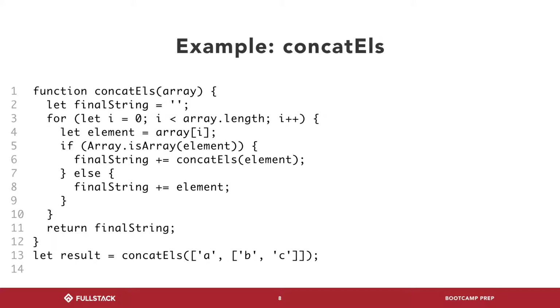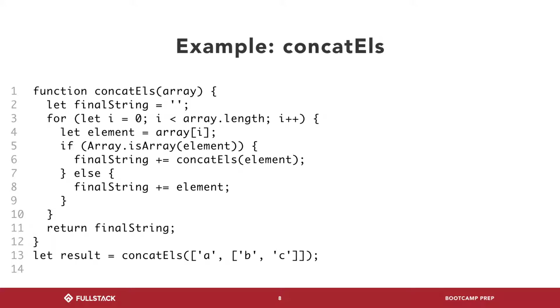The first time I run it, for the first element, which is the letter A, I'll go through it and say, great, it's not an array, it's just the letter A. So final string becomes just a string with the letter A, right? When I run it on the second element, it's going to have an array with two letters in it, B and C.